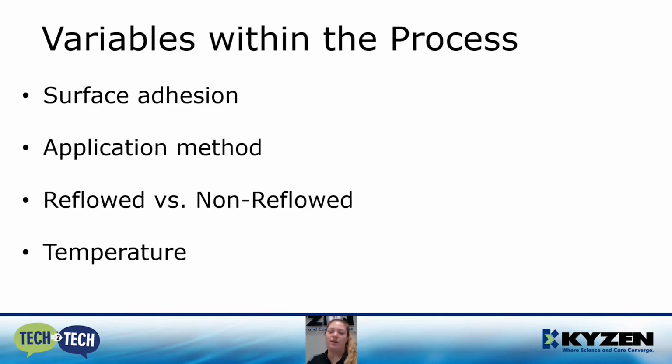Let's look at some variables within the process. Surface adhesion. If the sticker's not fully stuck to the board, it's not going to stay through the wash process. This can be impacted by how the labels are handled. If somebody is applying them and, oh no, it's crooked and you've got to fix it, and you're peeling it off the board and back on, that can cause adhesion issues.